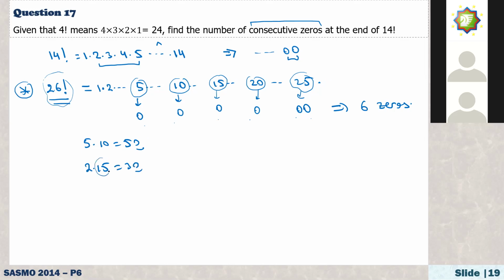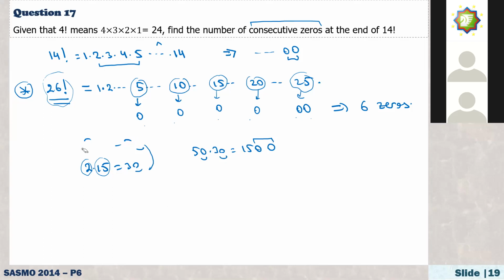Because this is a multiple of 5 and we are multiplying it by 2, right? Now, what if I multiply them together? For example, 50 times 30 is 1500. Why? Because here the last digit is 0, and the last digit here is 0. Now the last 2 digits are zeros.